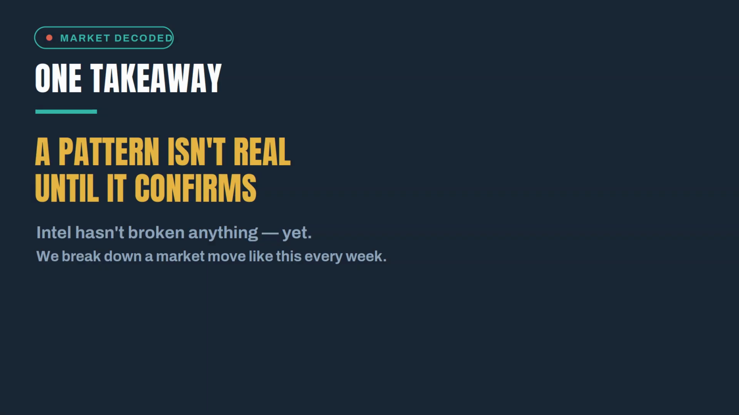So, here's the one thing to carry away from today. A pattern isn't real until it confirms, and the bigger the time frame, the more it means. Two peaks are not a double top until that neckline actually breaks. And right now, Intel hasn't broken anything. The skill was never in spotting the shape. It was in having the patience to wait for proof.